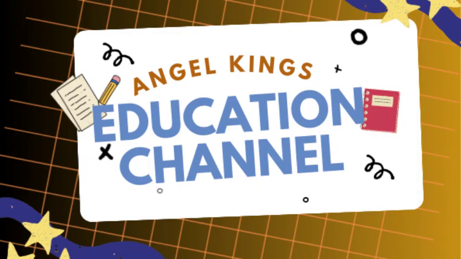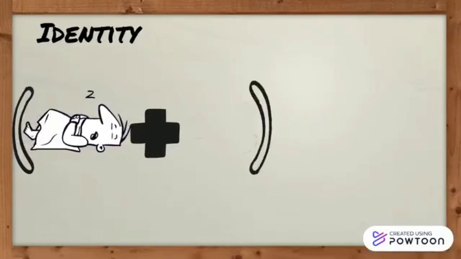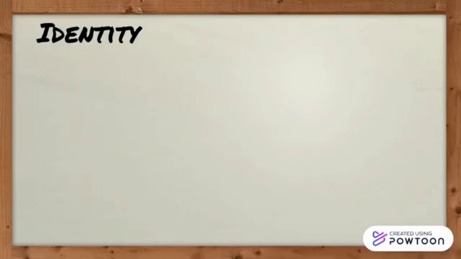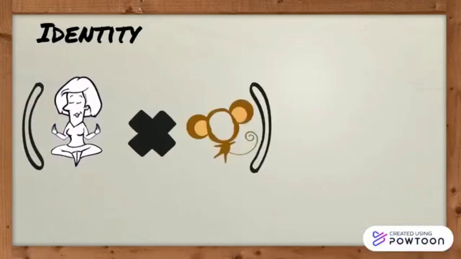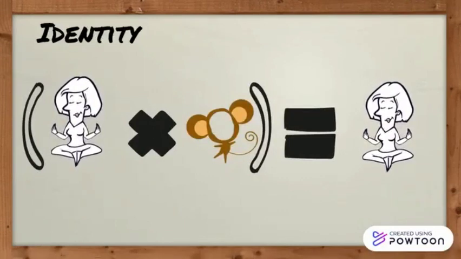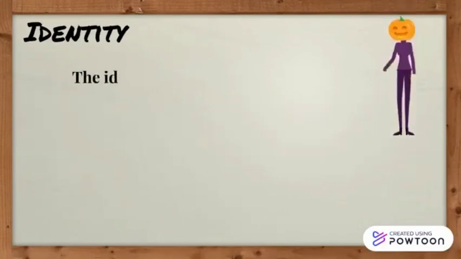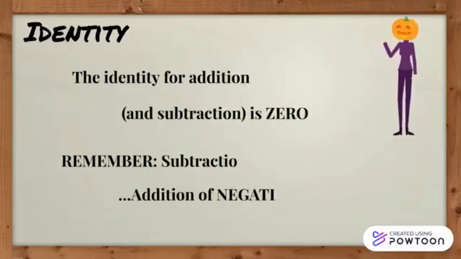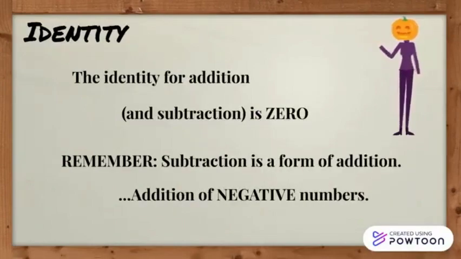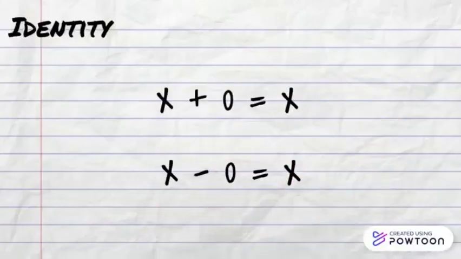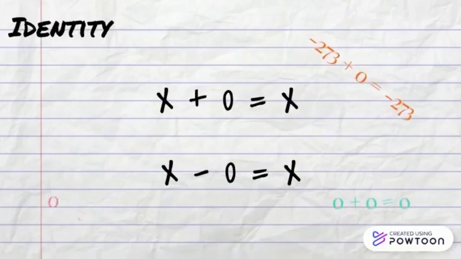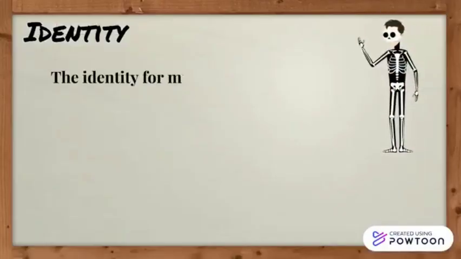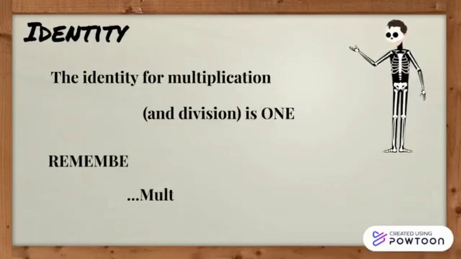Finally, identities, and by extension, inverses. Simply put, an identity for a number is a number which, when operated on another number, does not change the result altogether. Sounds a bit confusing, but listen to this. If you add 0 or subtract 0 from any number, the answer does not change. Similarly, if you multiply or divide any number by 1, the answer does not change. Therefore, we say the identity for addition and subtraction is 0, and the identity for multiplication and division is 1.